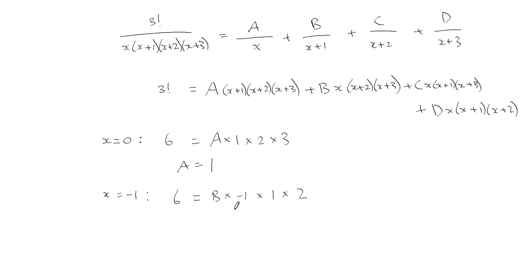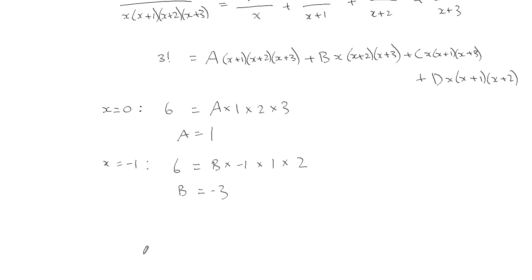So that makes b times negative 2, so b will be negative 3. And then we can do x is negative 2, and that'll knock out all of that one, and that one, and that one, any of the terms with the x plus 2 in them, because they'll be 0. So we just have that bit left. So c times negative 2 times negative 1 times 1. So that'll be positive 2. So 6 equals 2c, so c will be 3.